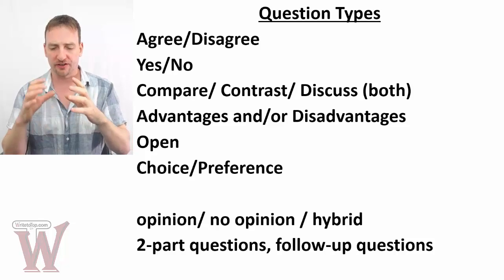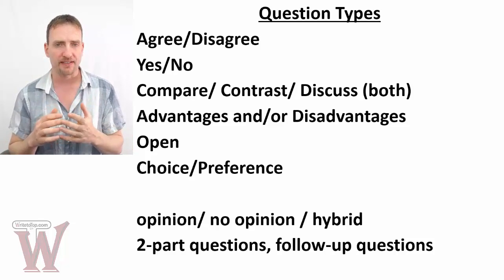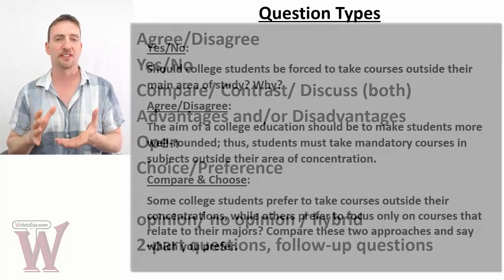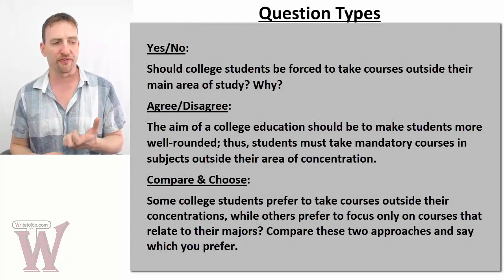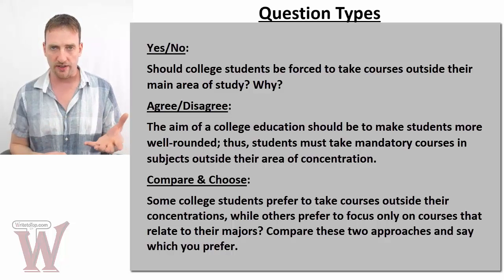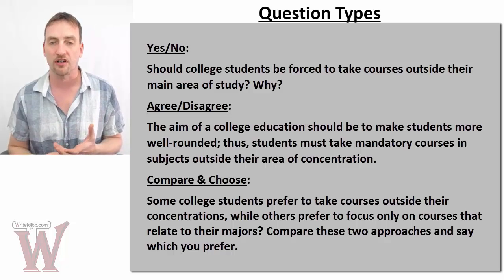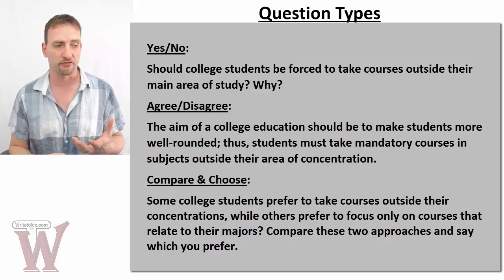Make sure that you take certain topics or subtopics and create different types of questions on the same topic. So for example, should college students be forced to take courses outside their main area of study? Why? Why not? This is a yes/no question. The aim of a college education should be to make students more well-rounded. Thus, students must take mandatory courses in subjects outside their area of concentration. Do you agree or disagree?